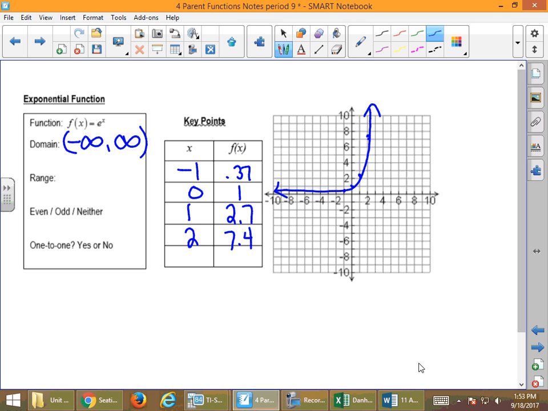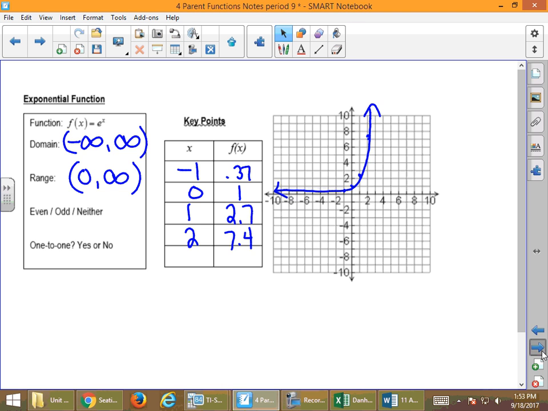But again, the graph is completely above the x-axis, and the way that we can say that is that we're going to go from 0 to infinity. 0 is not included. We're above the x-axis. We're not going to touch the x-axis, even though our calculator looks like it does. It doesn't really. Also remember, we're going to leave even, odd, neither, 1 to 1 for later. But here's our exponential function.